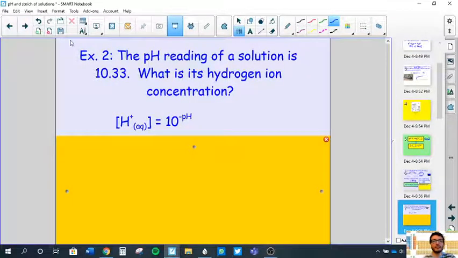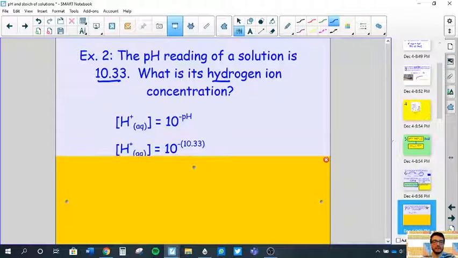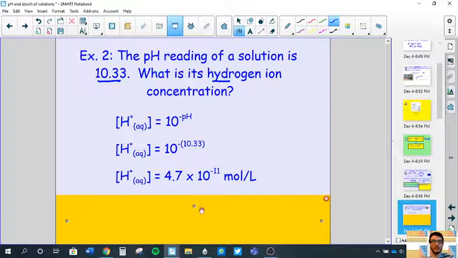Next, now we're going to do the opposite. So here we have a pH reading of 10.3. We're going to figure out what the concentration of hydrogen ions is. So here's your formula. Plug that into your exponent. Don't forget the negative sign there. All right, so it's 10 to the exponent of negative 10.33. Plug that into your calculator and you get 4.7 times 10 to the negative 11.